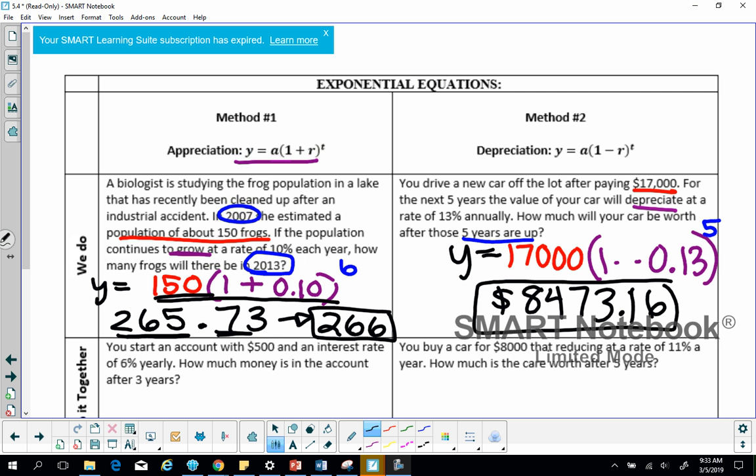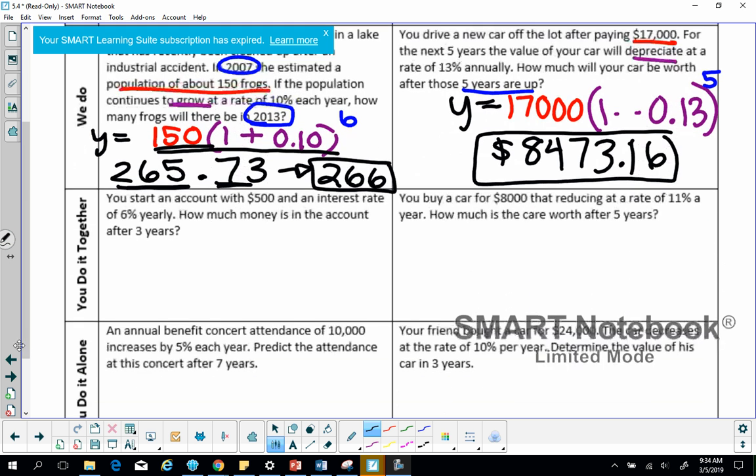And that makes sense, right? In 5 years, if it started out at 17,000, look how much it depreciated in value. Does that make sense? Yes, no, maybe. All right. So now you guys are trying these next two. So first you're going to try to set those two up.